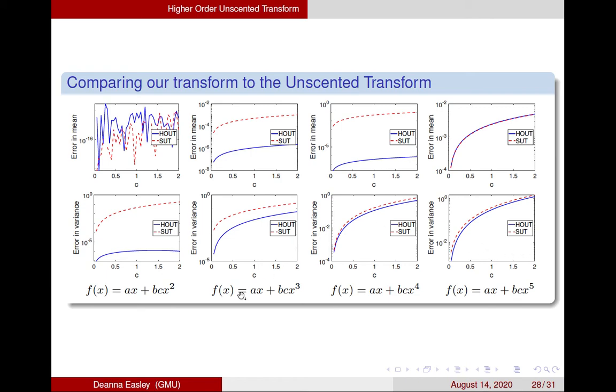Relating the results to degree of exactness, the unscented transform was designed to have degree of exactness 2, hence suited for quadratic functions, while our transform was designed to have degree of exactness 4, and hence better suited for a higher class of functions.